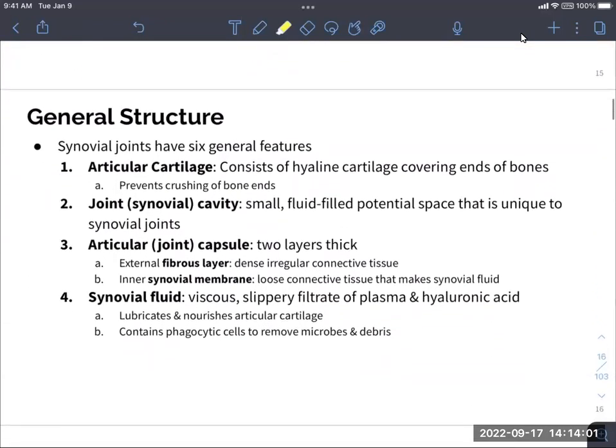Let's look at the different kinds, or what they're made up of first. So there's 6 features to them. They have articular cartilage. So they're going to have cartilage on each side of whatever bone joint they make. So my little joint here, they're going to have cartilage of some sort covering the bone.